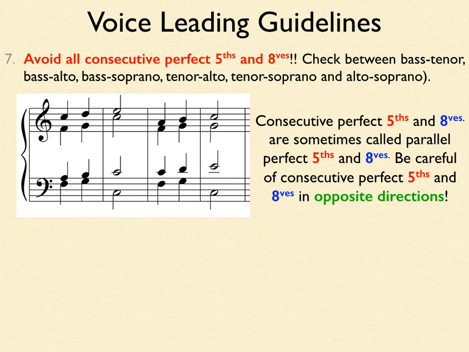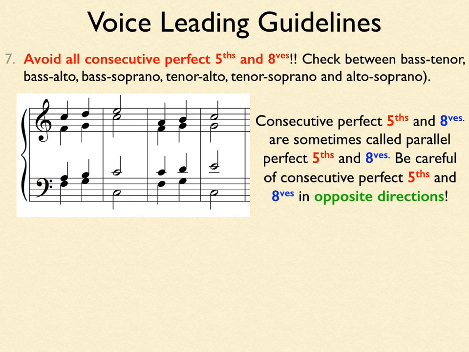to check for all your perfect fifths and octaves, and that is to go through every single chord and check between the bass and the tenor, the bass and the alto, the bass and the soprano, then move up and check between your tenor and the alto and the tenor and soprano, and then move up again and check between the alto and the soprano for any perfect fifths or octaves between the chords. Unfortunately, it's quite a laborious task to do, but you'll get used to it. You'll get quicker as you go along.